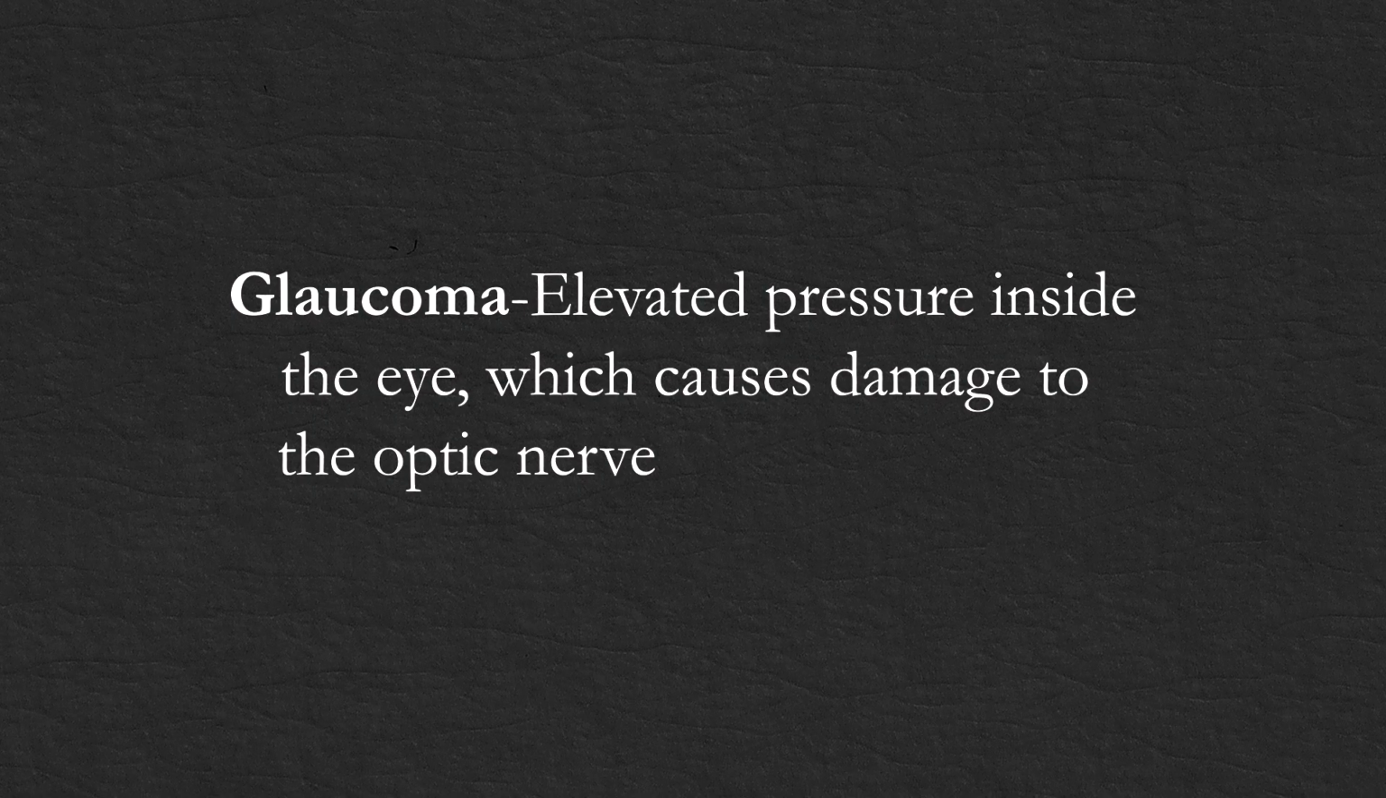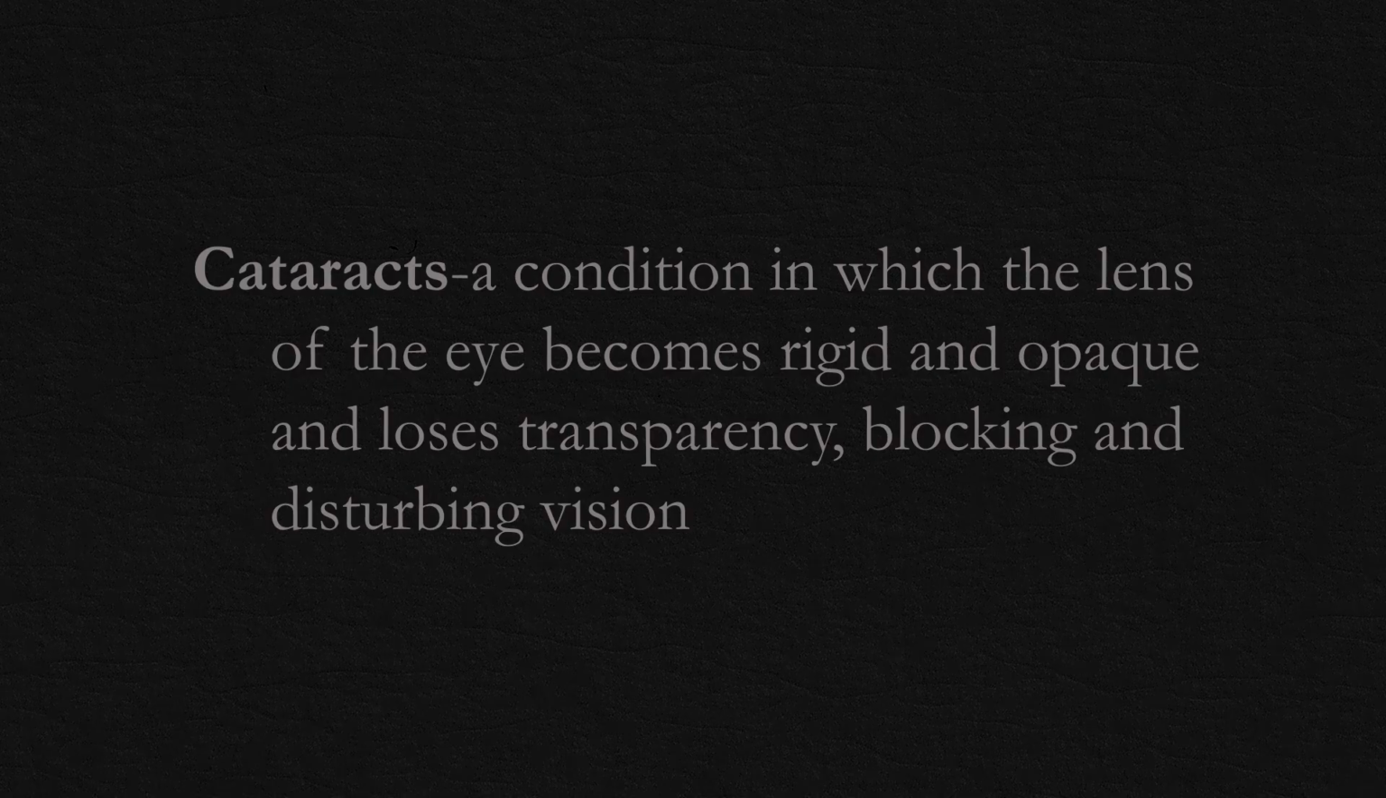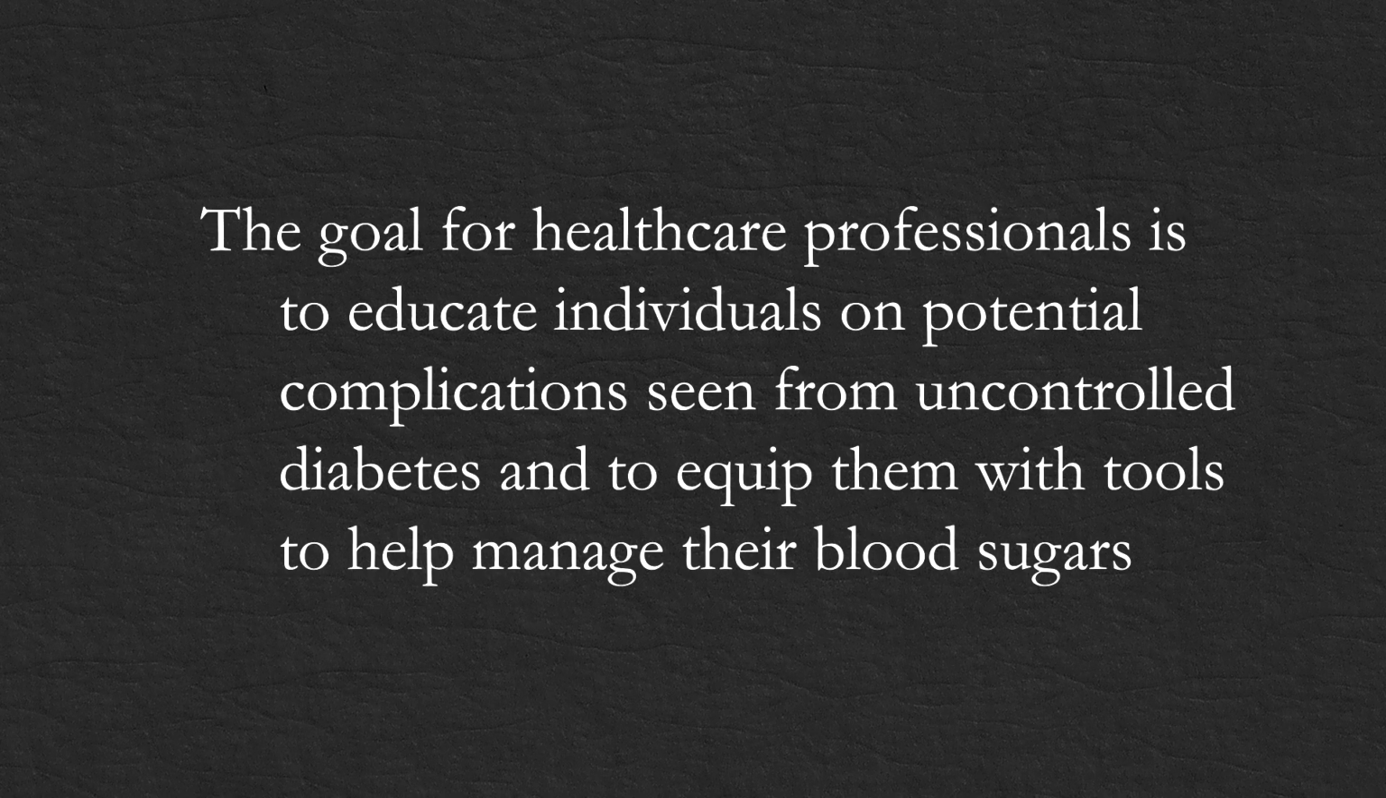Other forms of vision loss include glaucoma, which is elevated pressure within the eye that causes damage to the optic nerve. Typically, this occurs slowly and without pain, so a person will have a decrease in vision over time. Cataracts is a condition in which the lens of the eye becomes rigid and opaque and loses transparency, blocking and disturbing vision.